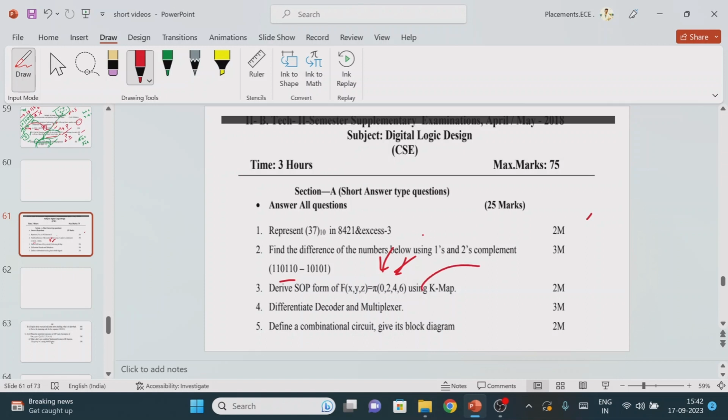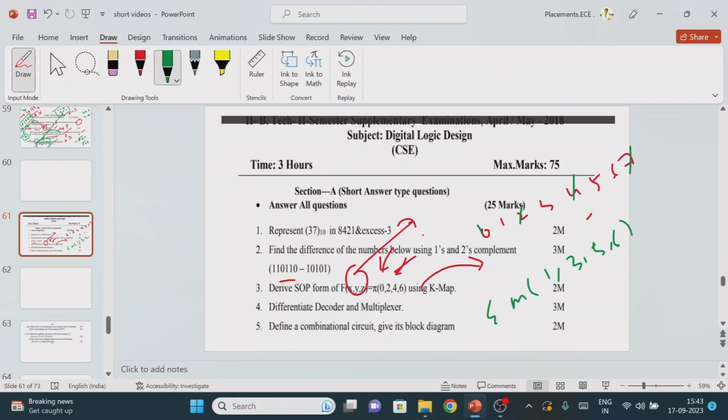Now how to convert this into an SOP function? As I said, the relation between SOP and POS is the complement relation, right? So how many inputs do we have? 3 inputs, right? Write down 0 1 2 3 4 5 6 7. This is the possibility, right? Out of this, which are the POS function? 0, then 2, then 4, then 6. Then the remaining are in terms of the SOP function, right? 1, 3, 5, 7 are the SOP function.